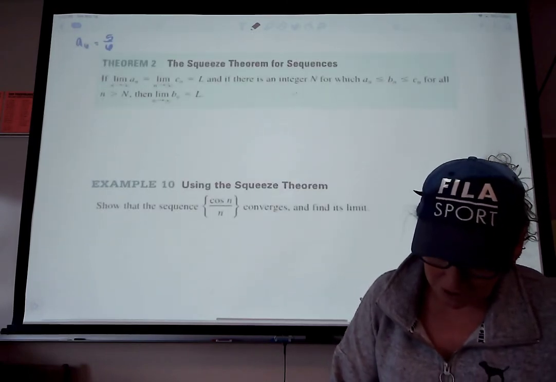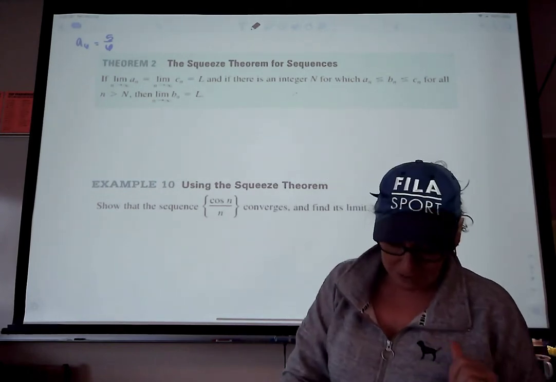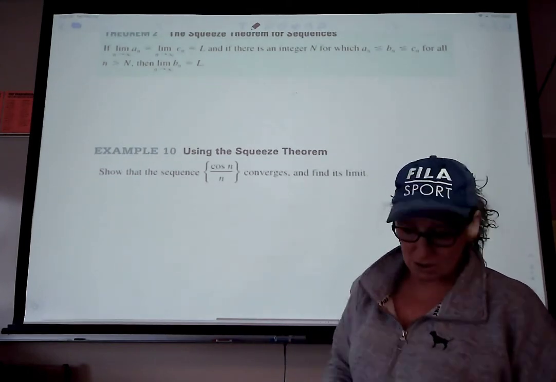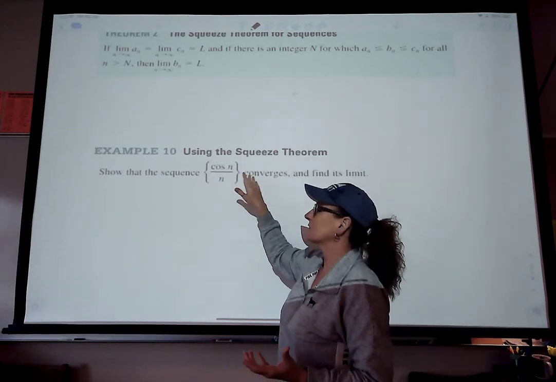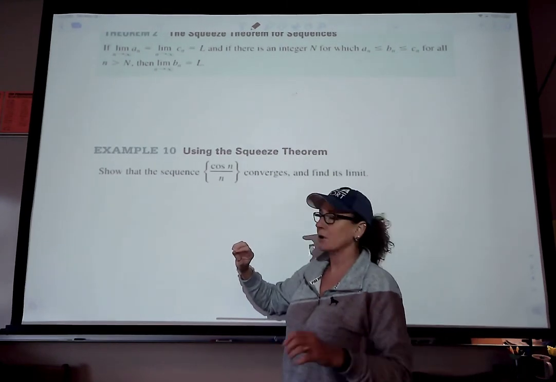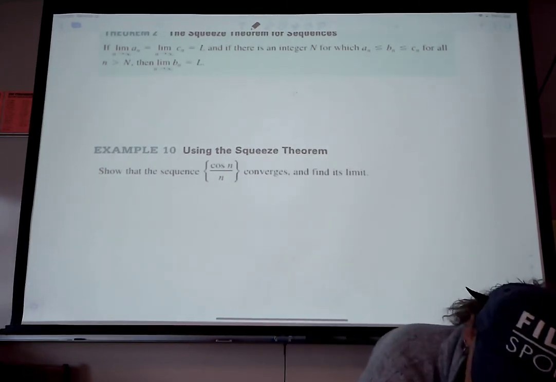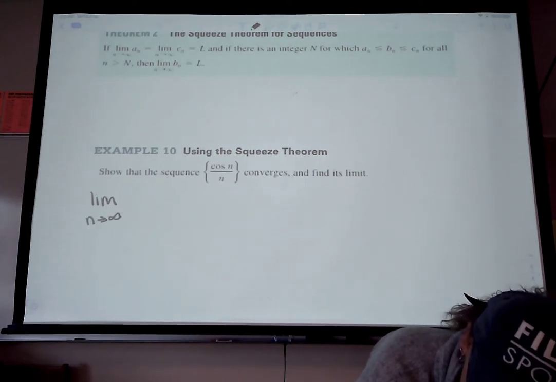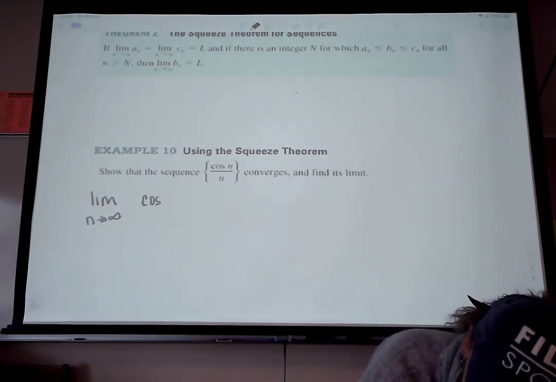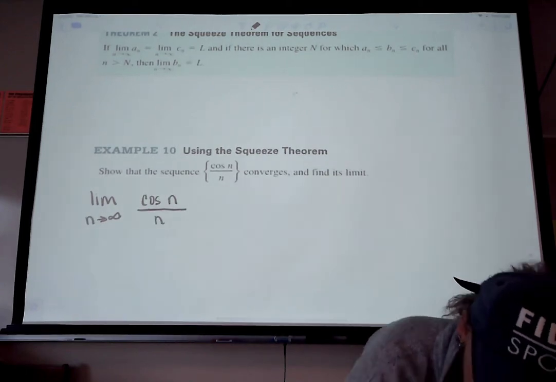Last one. Squeeze theorem. It kind of defines what squeeze theorem is. How about you let me explain it to you? We are going to show that the sequence converges. It's kind of like we're doing a proof. Show that it converges, which means we've got to do a limit on it. I've got to do a limit as n approaches infinity of cosine of n over n.